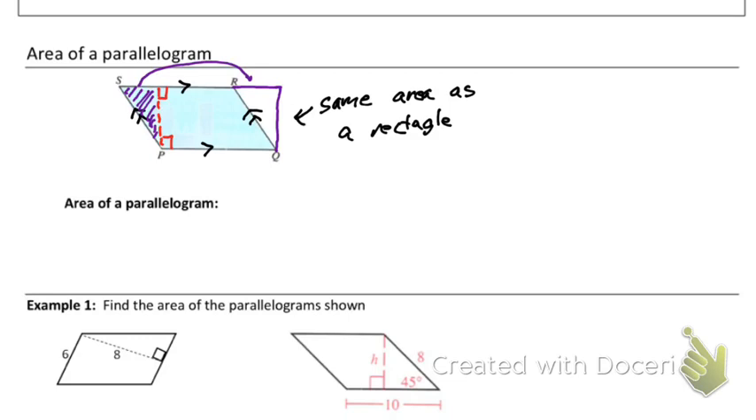However, with parallelograms, we don't call it length and width, we call it base and height, where this is our base and this is our height. So the area of a parallelogram is going to equal the same thing as a rectangle, which is just base times height.